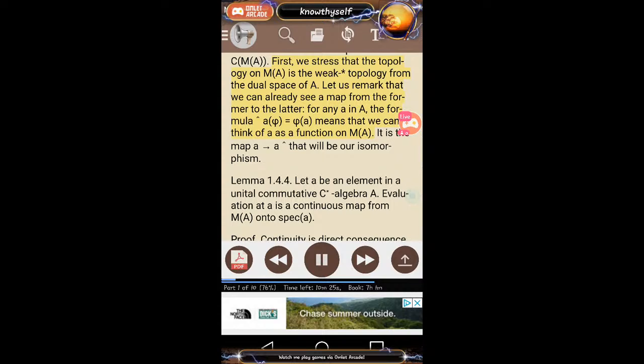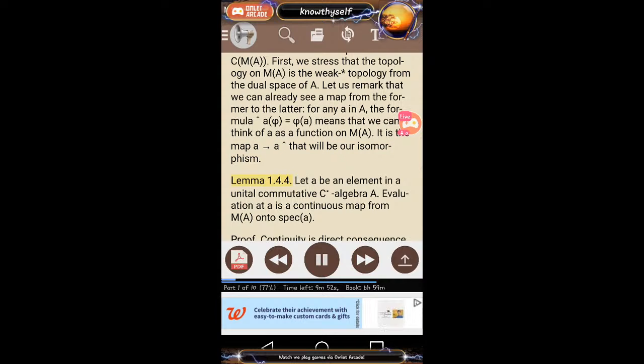First, we stress that the topology on M(A) is the weak-star topology from the dual space of A. Let us remark that we can already see a map from the former to the latter. For any a in A, the formula φ ↦ φ(a) means that we can think of a as a function on M(A). It is the map a ↦ â that will be our isomorphism.